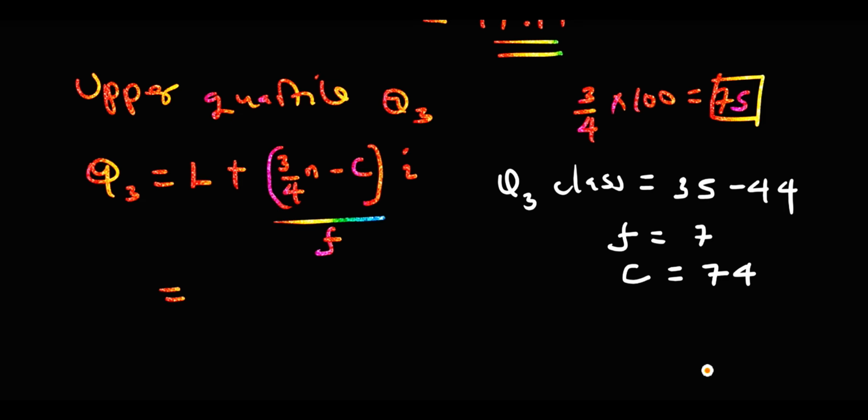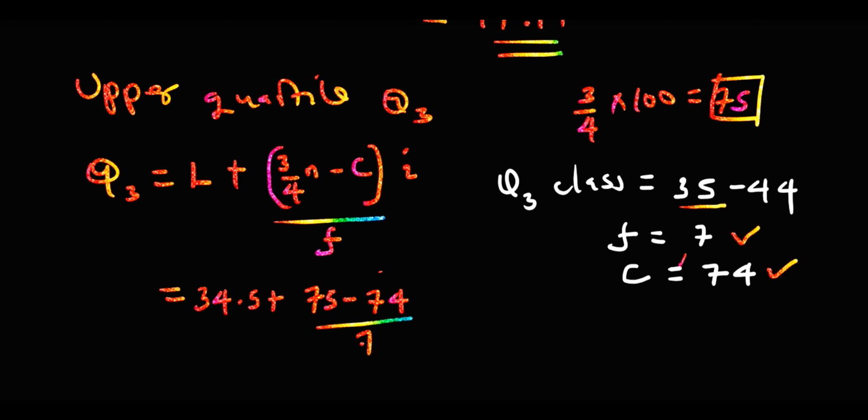So L, we are going to take 35 minus 0.5, so that we have 34.5. Now plus 3 over 4 times n, which is 75. So we have 75 minus C. And C is the cumulative frequency above the Q3 class, which we have obtained to be 74. So minus 74 over F, that is the frequency of the Q3 class, which we found to be 7. Then all of this we multiply by the class interval, which is 10 for this data.